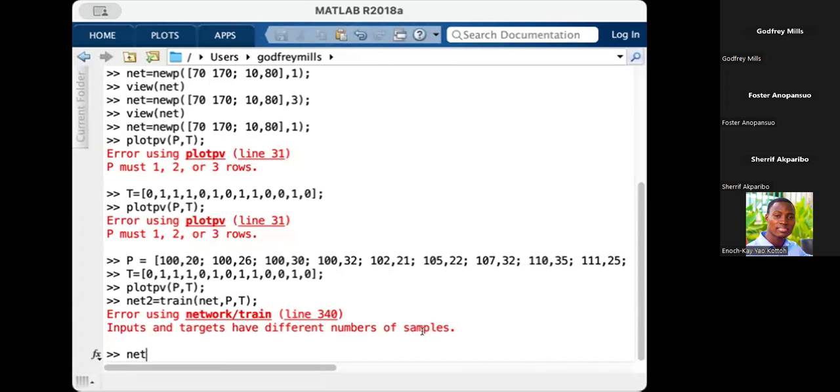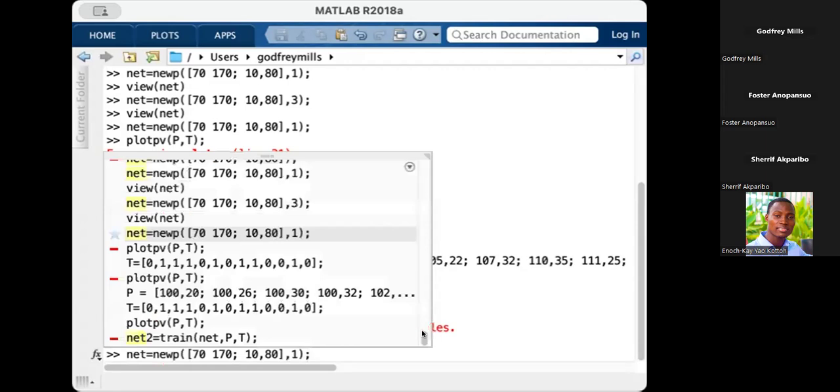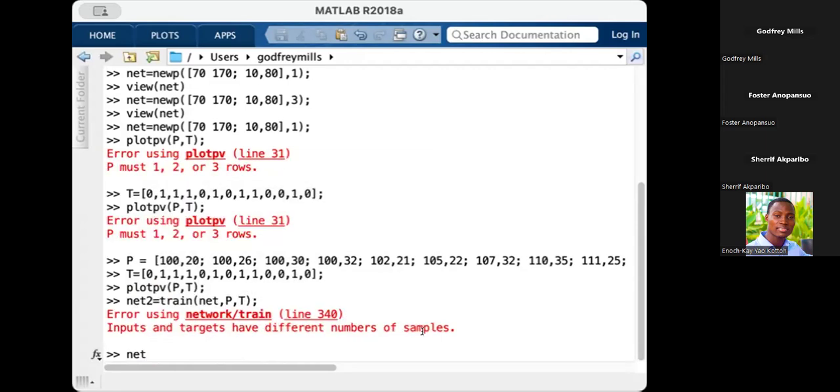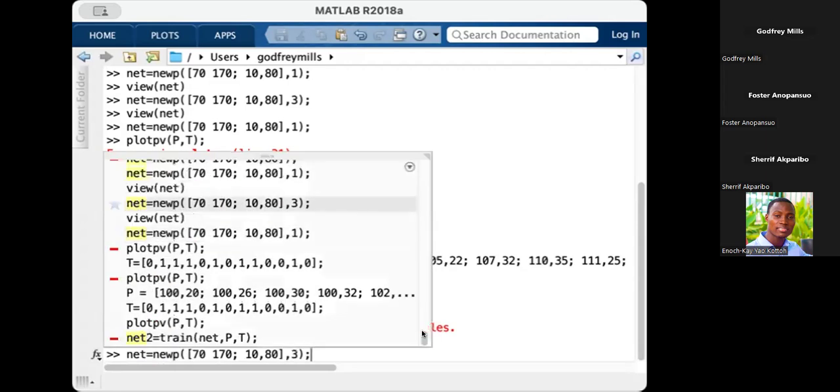Okay. Input and targets have different number of samples. How? We've just done it right now. Oh, I didn't do the right word. Okay, please give me 1 minute. I have to check the number of samples again.